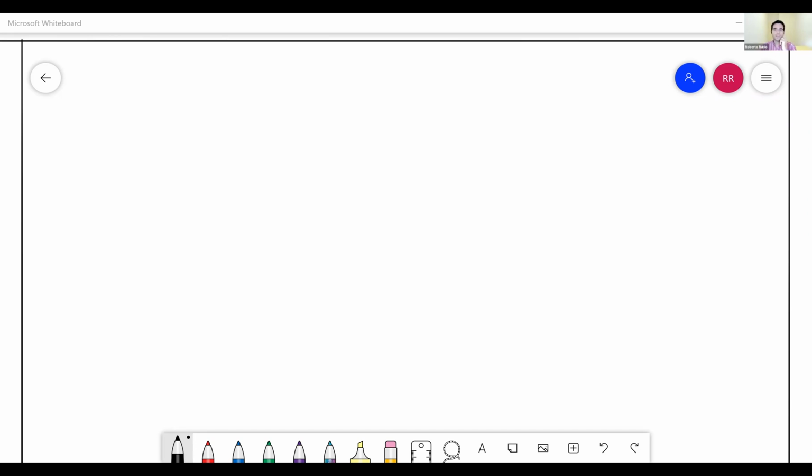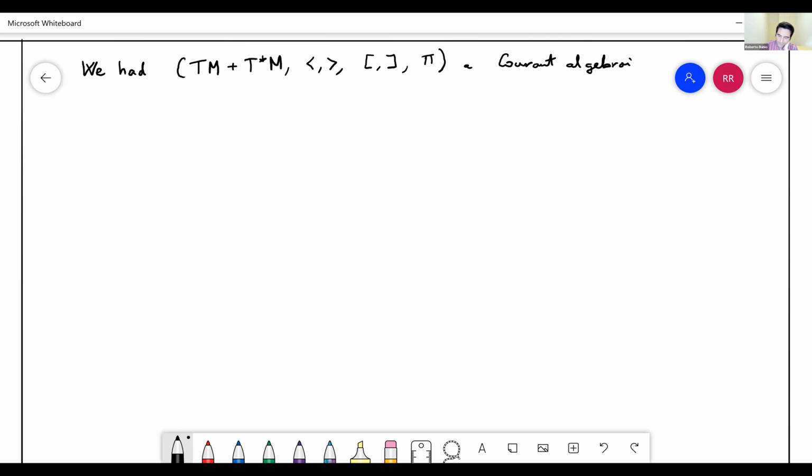Let me remember why we were doing this. At the end of yesterday, what we had was this object, TM plus T*M, and we saw it had a natural pairing. It had a bracket, which I defined, and now you can define others, and it had a projection to TM. This is what's called a Courant algebroid, because it satisfies very nice properties. For the bracket to be skew-symmetric is not one of them, but the other ones are pretty nice.